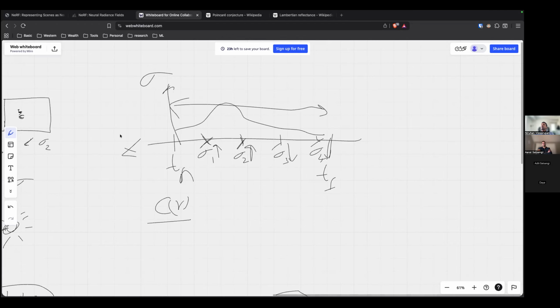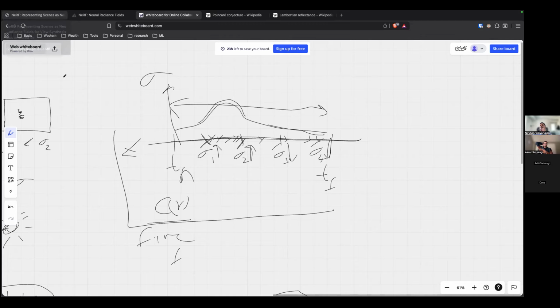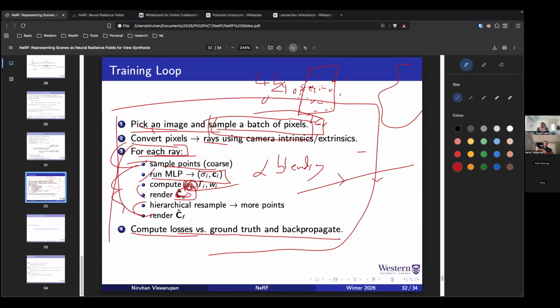Then after you have done this first pass, you do a fine pass with the fine network where you sample a lot of points in this region, but few points in this region, because you know this region is very dense and this region is very light. So that is the fine sampling. Coarse and fine is along each ray, not along the pixels on the image. The pixels along the image are fixed in the first step itself. After that, you do this coarse and fine for each ray.